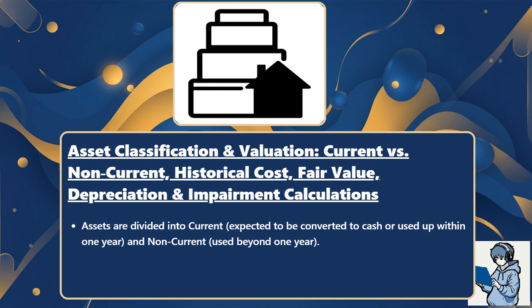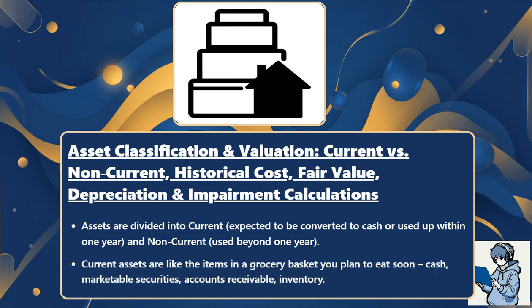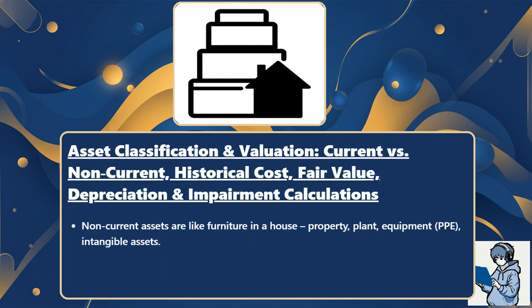Assets are divided into current, expected to be converted to cash or used up within 1 year, and non-current, used beyond 1 year. Current assets are like the items in a grocery basket you plan to eat soon: cash, marketable securities, accounts receivable, inventory. Non-current assets are like furniture in a house: property, plant, equipment, intangible assets.